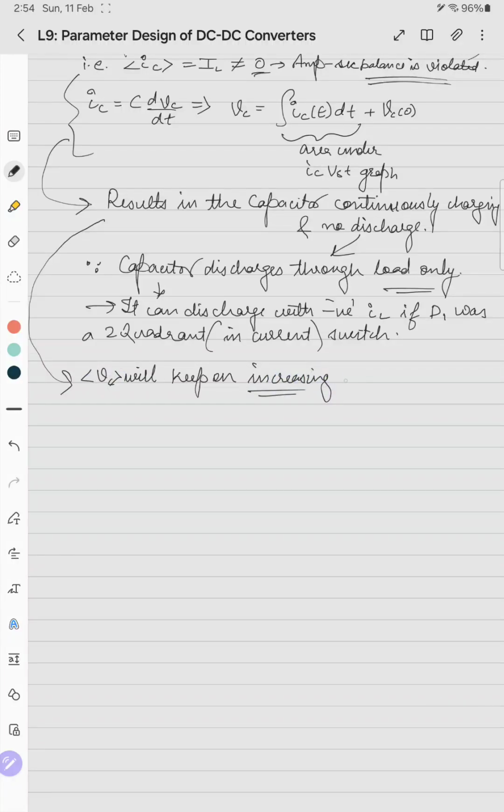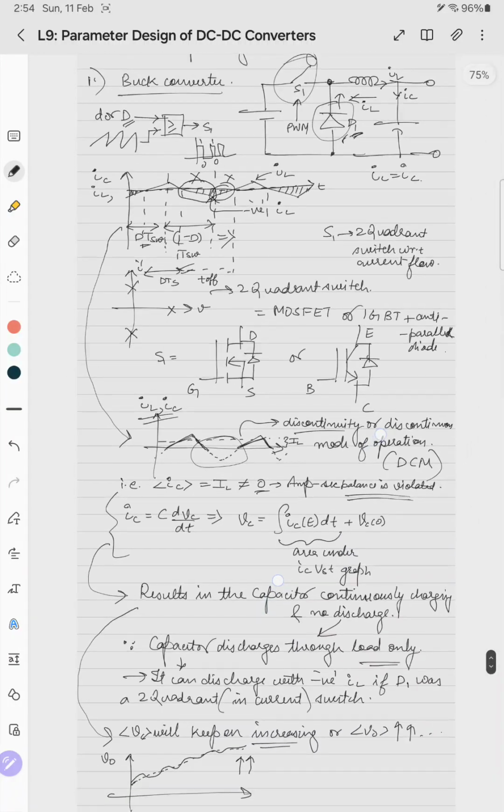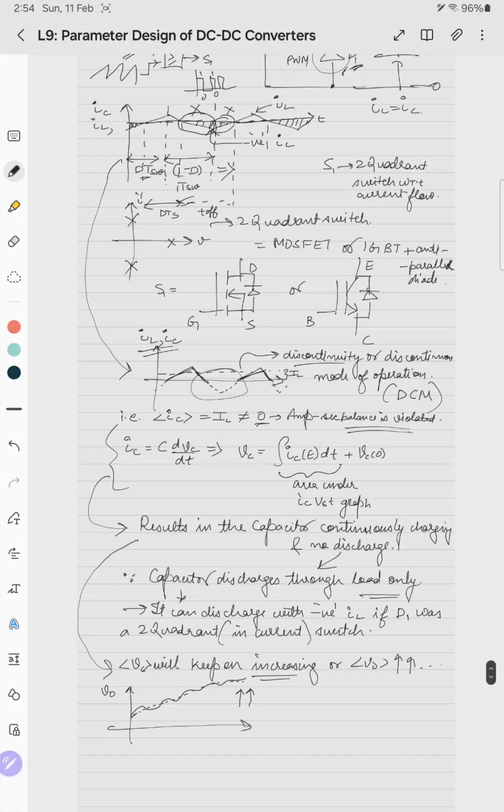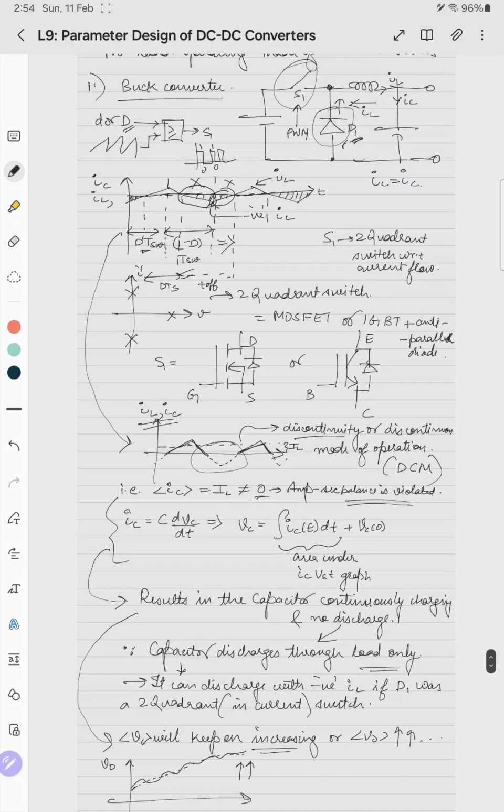VC, or the average value of VC or average value of V0, will keep on increasing with time, which means that this is V0, this is the average value. It keeps on increasing, though it becomes a serious problem. Then the capacitor voltage keeps on increasing because the amp second balance is disturbed. We'll see if the volt second balance holds or not.